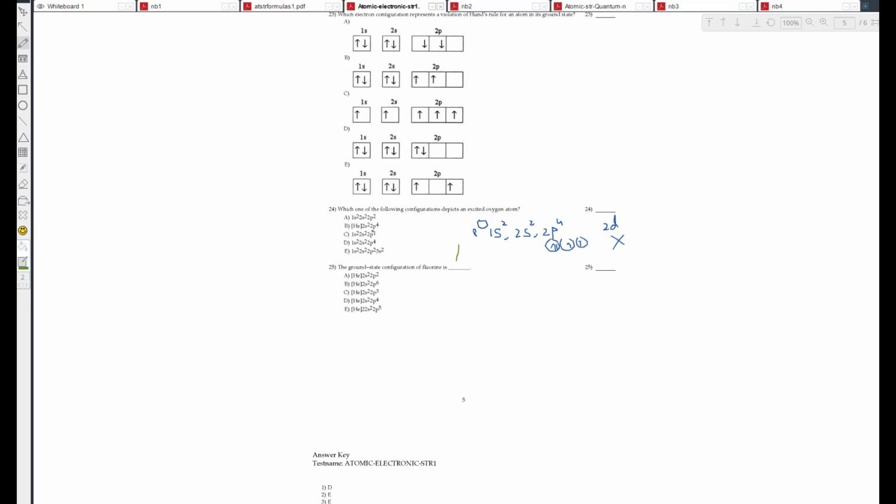Which of the following configurations depicts an excited oxygen atom? We have 1s2, 2s2, 2p4, so it could be this one. No, this is correct, but it's the ground state, and they are saying excited state. So like going to some other higher shell. An excited oxygen would be one more, right? Maybe d orbital is not there, so you can go to the third shell, something like that.